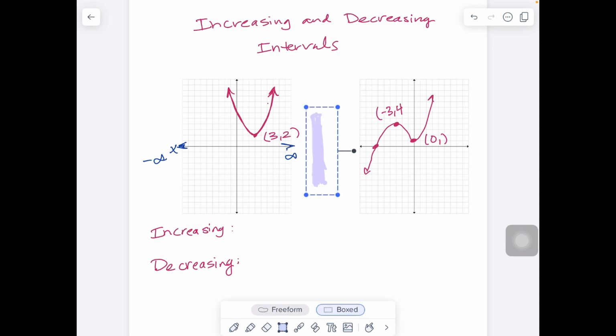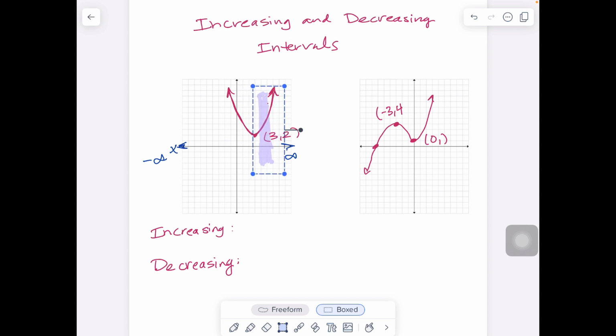So the increasing intervals is where the graph is going up. On the left-hand side, we always start at negative infinity. As we go from negative infinity over, it's going down. It's not going up, it's going down. Then we get to this point right in the middle, and now it turns around and starts going up. At the turnaround point, it is neither going down nor up. Like if an ant was standing on that dot right there, that ant would be flat.